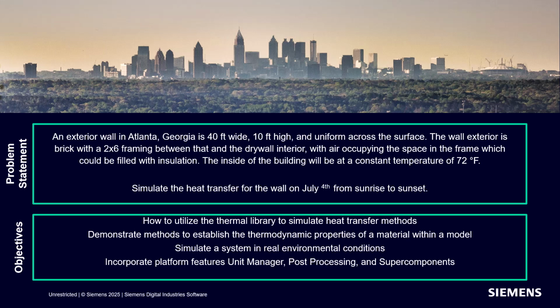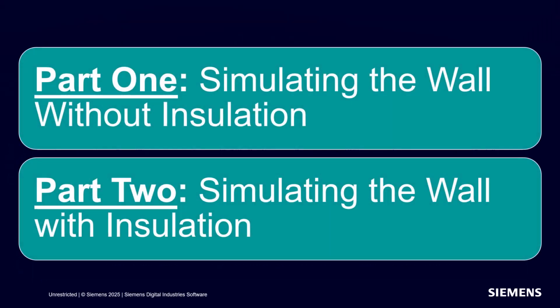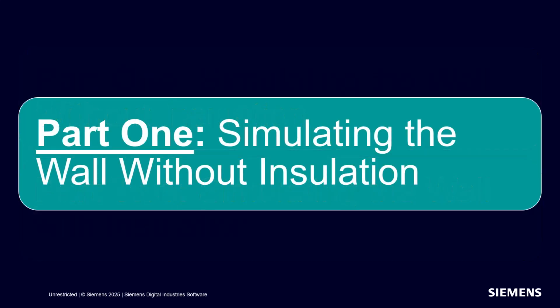The wall will experience heat from the sun on the outside and a constant temperature of 72 degrees Fahrenheit for the interior. After this two-part tutorial, you should be able to utilize the thermal library to simulate heat transfer methods, how to establish materials for thermal simulations, and how to impose real environmental conditions with the thermal library. This will be part 1 of this tutorial series, which will determine how to simulate the wall without interior insulation.